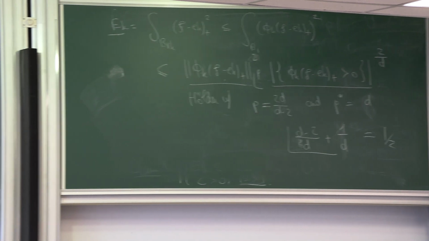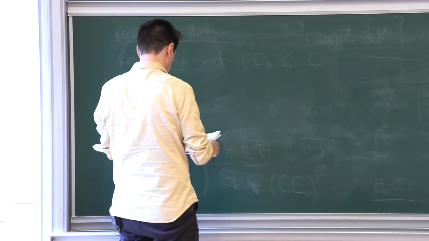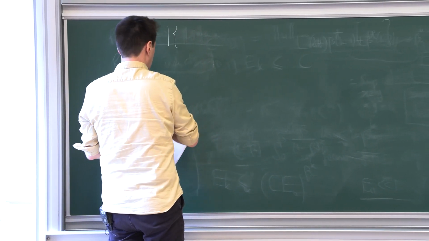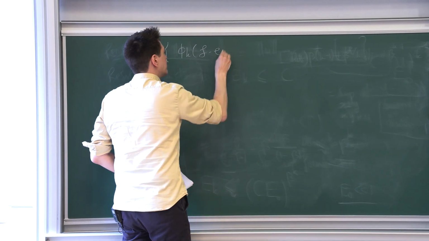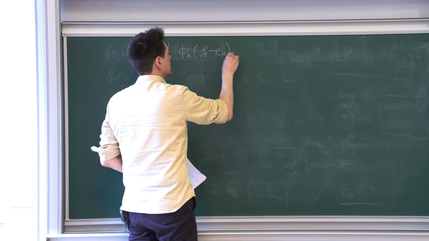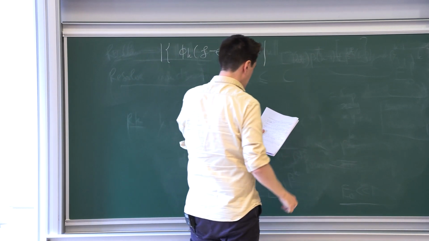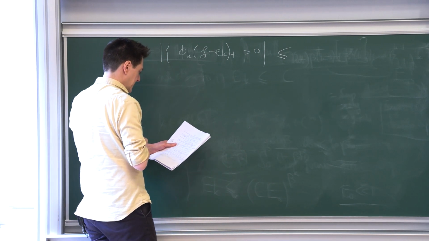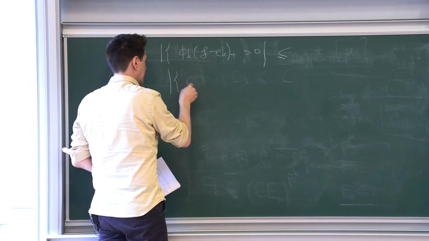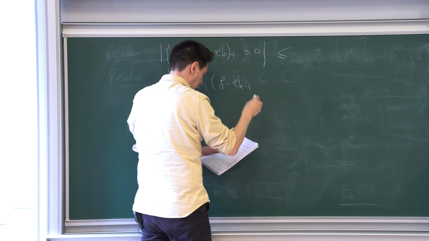I don't know if we... No, we can't do that. So the Chebyshev part is simply the measure of the set where phi k (f minus e_k)_+ is strictly greater than 0 is less than... So here you have to remember how the level sets are distributed. It's actually less than that.